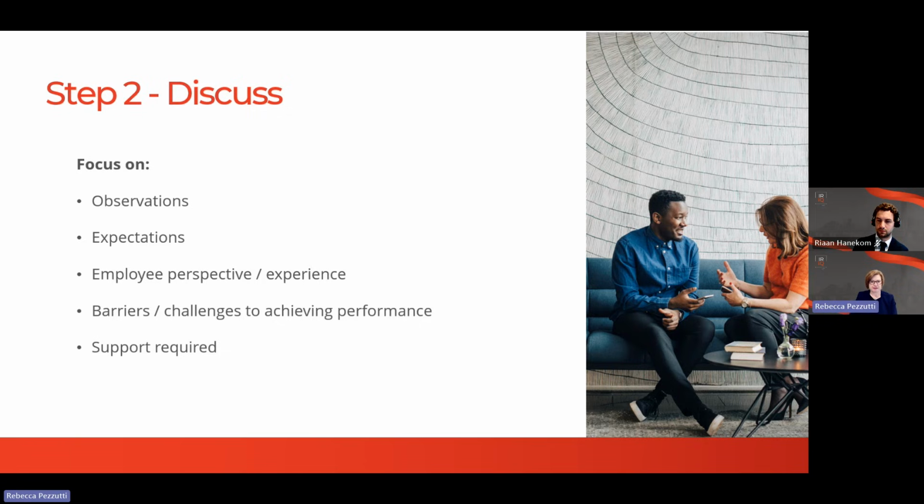Now, this doesn't mean that the performance issue disappears, and it doesn't mean that we change the performance expectation, but it may change how we respond to it. And so for managers, a useful reminder is diagnose before you prescribe.